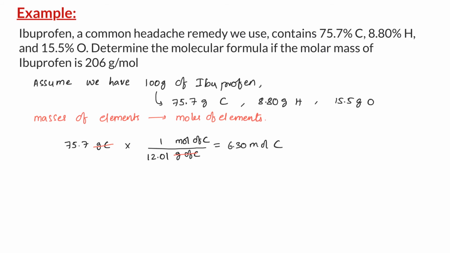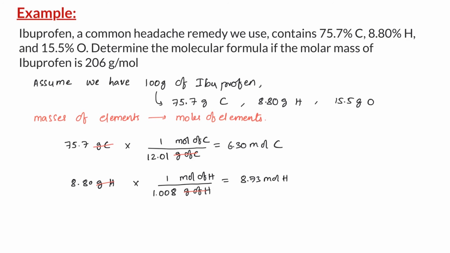Next, for hydrogen, we have 8.80 grams of hydrogen and we need to convert that into moles of hydrogen. We need to multiply this with a conversion factor that cancels the grams and introduces the moles, which is 1 mole per 1.008 grams. Grams of hydrogen gets cancelled. We get 8.73 moles of hydrogen.